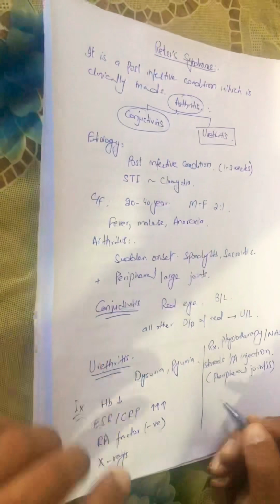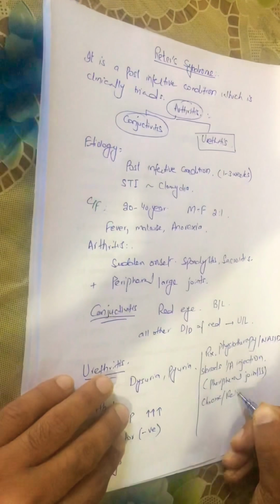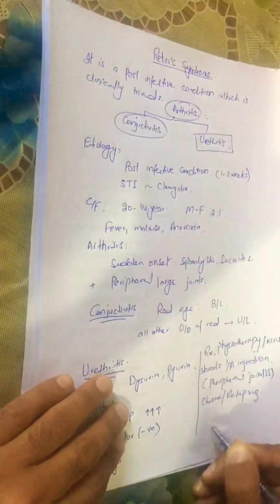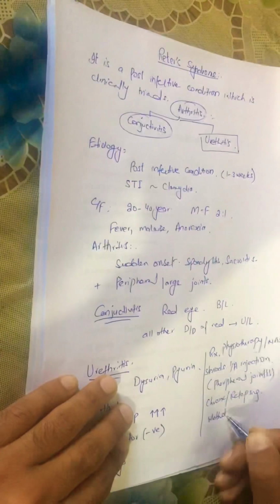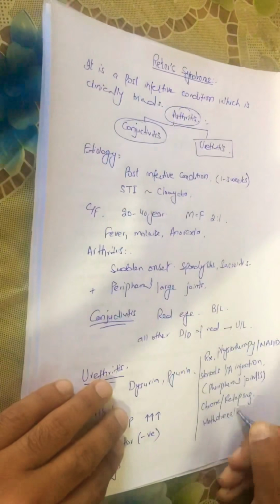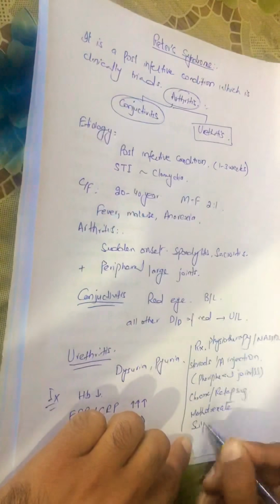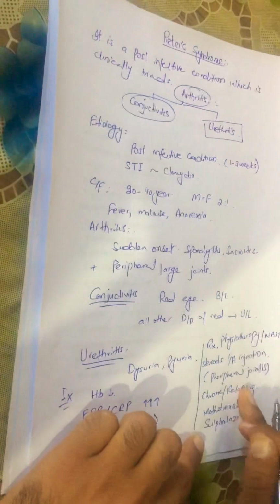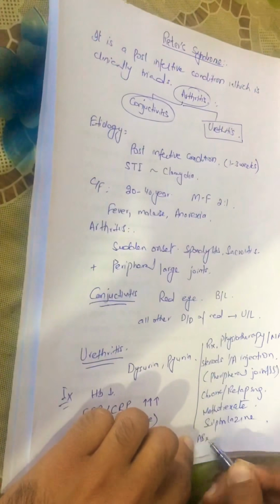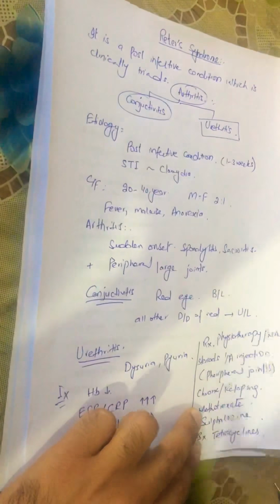In the case of chronic or relapsing disease, we can use methotrexate, or we can also use sulfasalazine. So these are the treatments. Sometimes we can use antibiotics like tetracyclines. So this is Reiter syndrome.